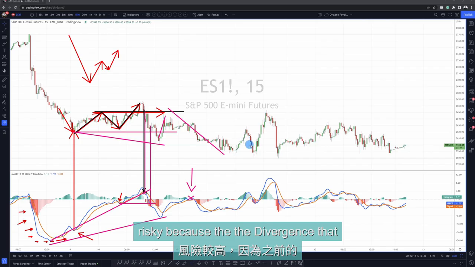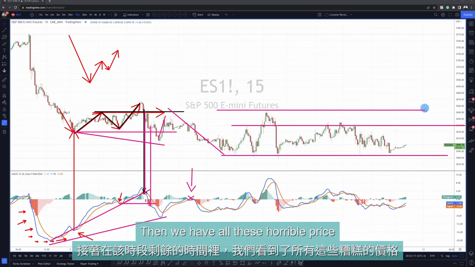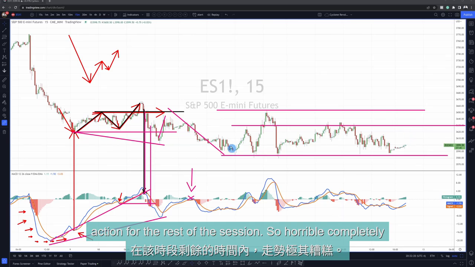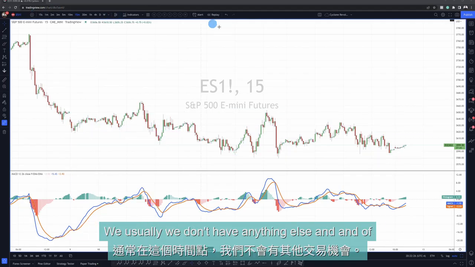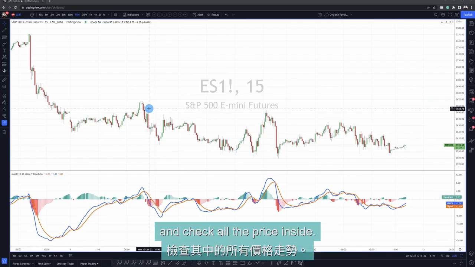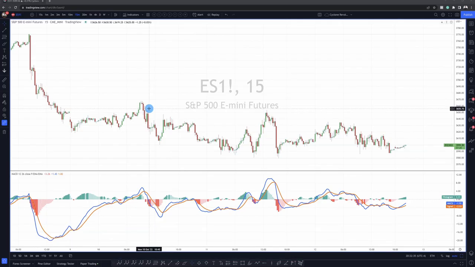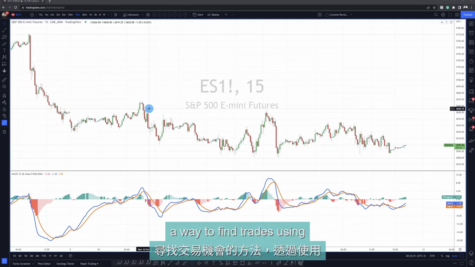Right? Then we have all this horrible price action for the rest of the session. So horrible, completely sideways. So nothing interesting there. And of course, at this time, we usually don't have anything else. And of course, you can continue and you can go up to the 1 minute chart and check all the price inside. So traders, this is important because it's a way to find trades using the MACD in an objective way.